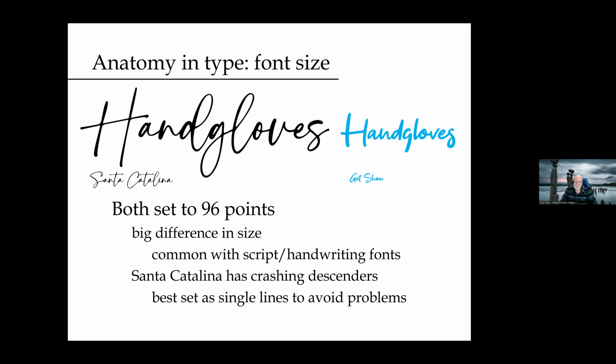Another thing you have to really watch out for, especially when you get into handwriting or script fonts, is that you can end up with crashing between lines of text if you're not careful. Santa Catalina has crashing descenders. That lowercase g will descend down into the next line of text unless you account for that. As a result, you're best to set them off as single lines so that you can avoid problems of crashing lines. Those 2 fonts are available for free at dafont.com if you're interested in them.